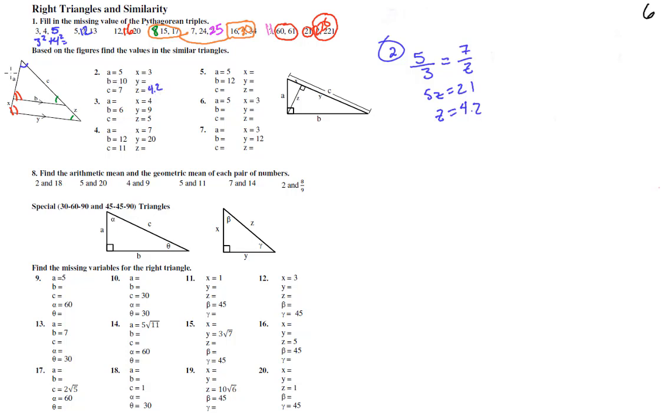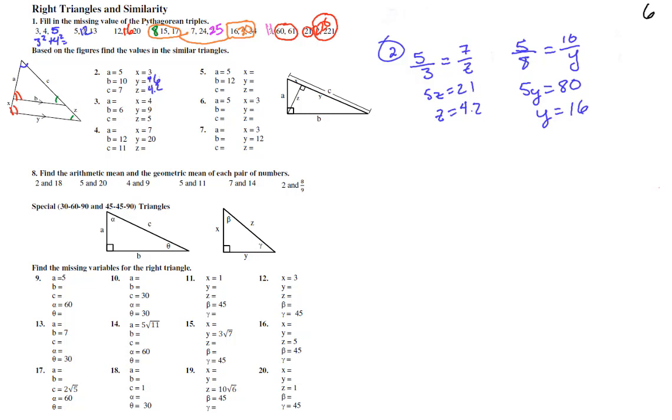Now it's a little bit different on the Y. We have to be careful. We can't go A is to X as B is to Y. That doesn't quite work. We have to do 5 is to the whole side of the triangle. 5 is to 8 as B, 10 is to Y. So we get 5Y equals 80 and divide by 5. So we get Y equals 16. There we go.